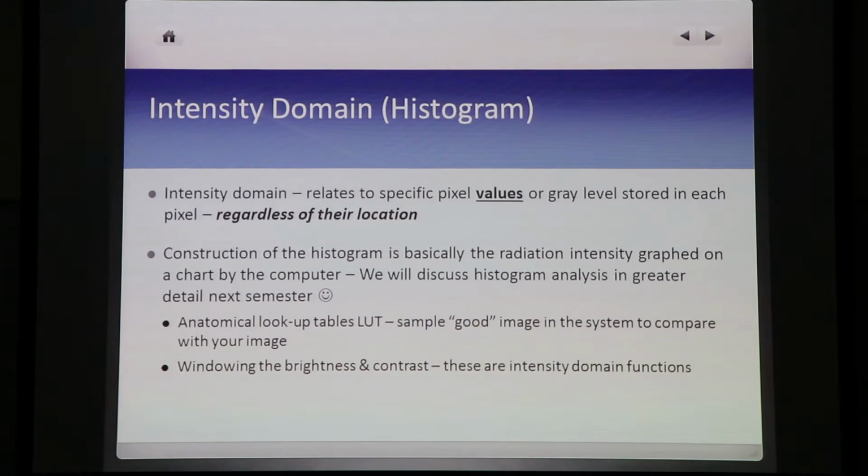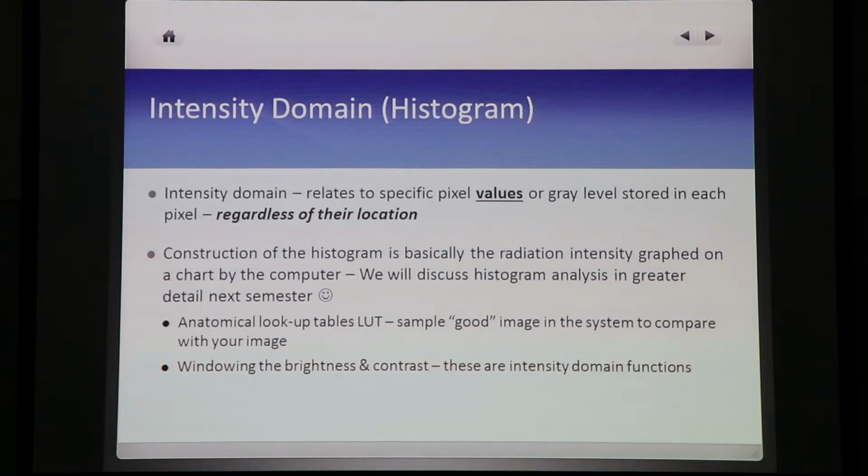Intensity domain is basically the generation of a histogram. We're going to talk a lot more about histogram next semester, so don't get too worried about it, but we're just going to start talking about it now. Histogram or intensity domain relates to the specific pixel values or gray levels that are stored in each pixel, and it doesn't matter where they're located. A construction of a histogram is the radiation intensity as it goes through the patient graphed on a chart. And we're going to talk about histogram later.